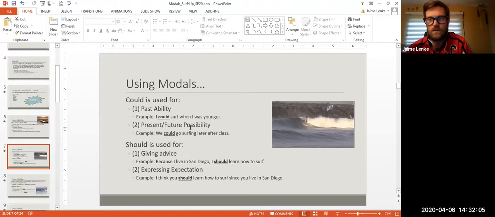Or we can use it to express expectation. So I think you should learn how to surf since you live in San Diego. So it's almost like an expectation. Sometimes I'll tell my wife that I'm hungry and she's like, oh, if you're hungry, then you should go to the fridge and get food, right? So she's expressing expectation that I'm feeding myself, exactly, right? Or you should cook dinner tonight, or we should have pizza tonight, right? We're giving advice for maybe what we want to do later in the future.